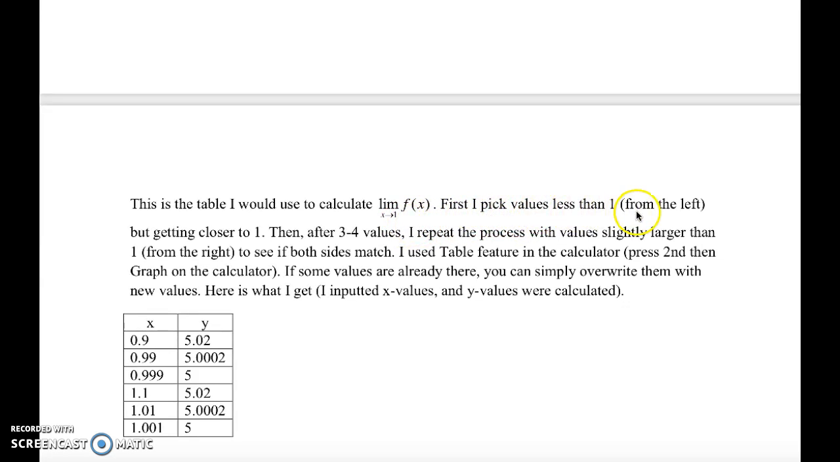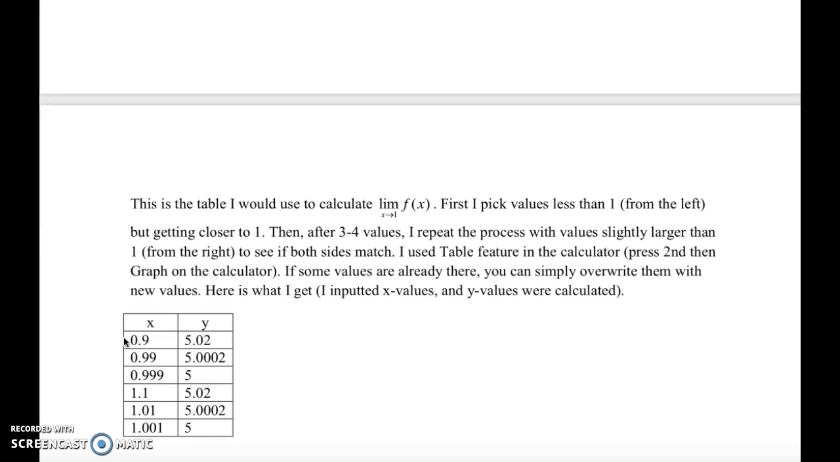So what you want to do first is try to get this limit from the left. You want to pick values less than 1, but getting infinitely closer to 1 without exactly equaling it. Then after a couple values, I'm going to repeat the process from the other side. For x approaching 1, 0.9 is pretty close, right? It's less than 1 and fairly close to that. So I want to look at 0.9 first.